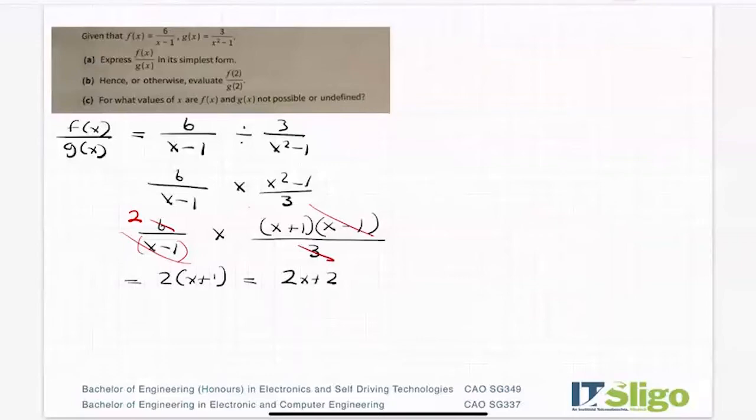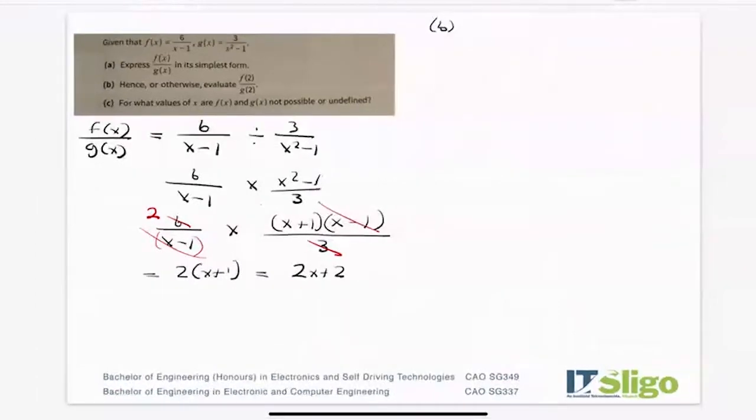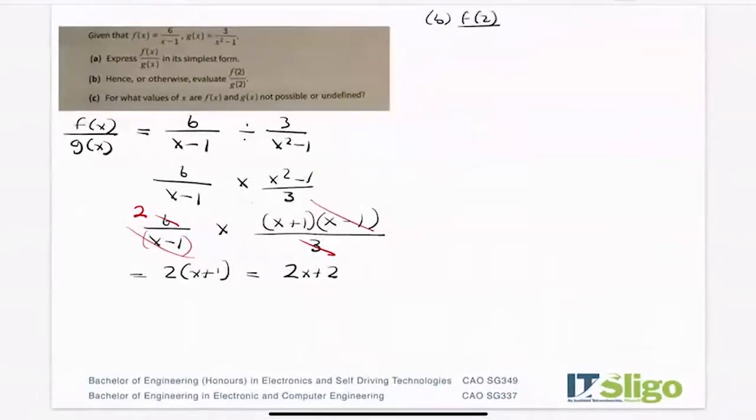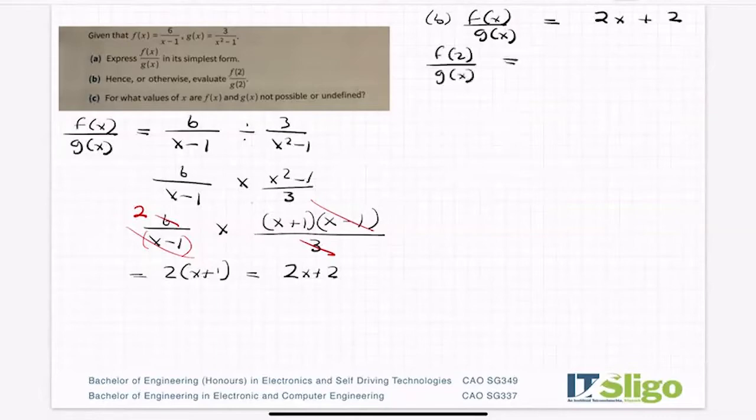Okay, part B then. Again, two ways of doing this. f of 2 over g of 2. Okay, well, from the previous part, we know that f of x over g of x simplifies down to 2x plus 2. So when we're asked then to find f of 2 over g of 2, it's as simple as replacing the x with 2. Okay, so just like we've replaced it here on the left, we also replace the x with 2 on the right, and you get 6.